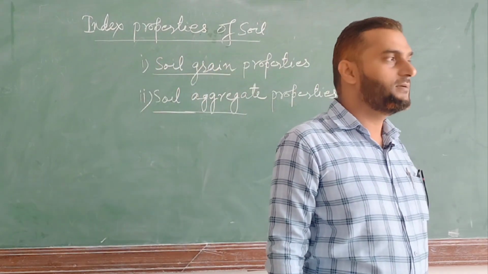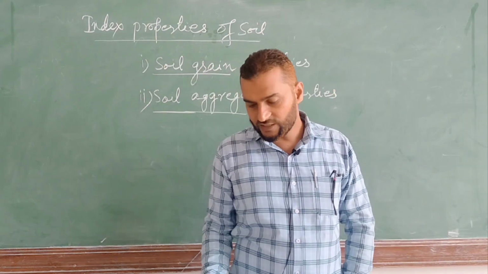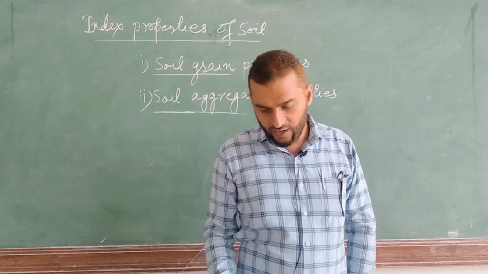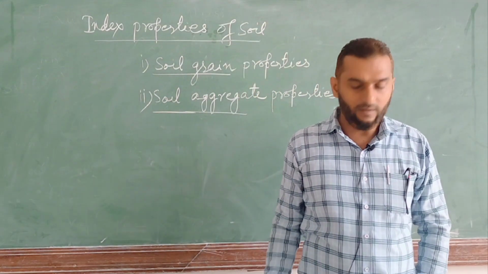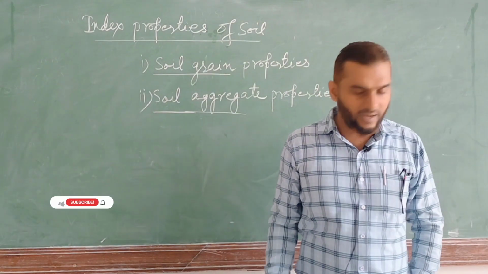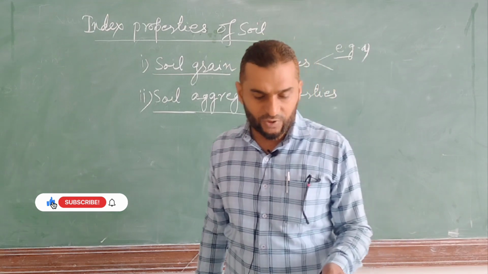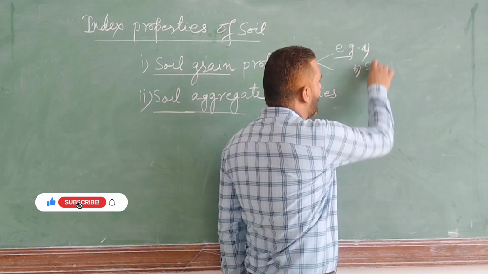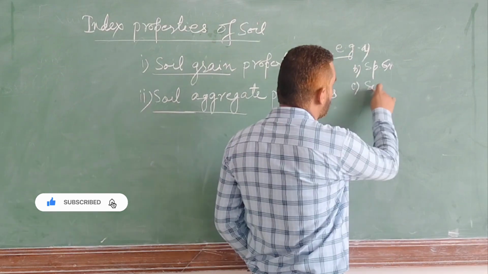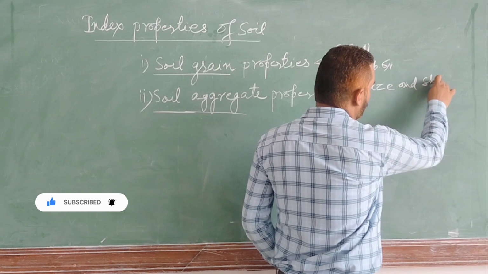Soil grain properties are those properties which are dependent on the individual grains of the soil and are independent of the manner of soil formation. For example, mineralogical composition, specific gravity of solid, size and shape of the grains.